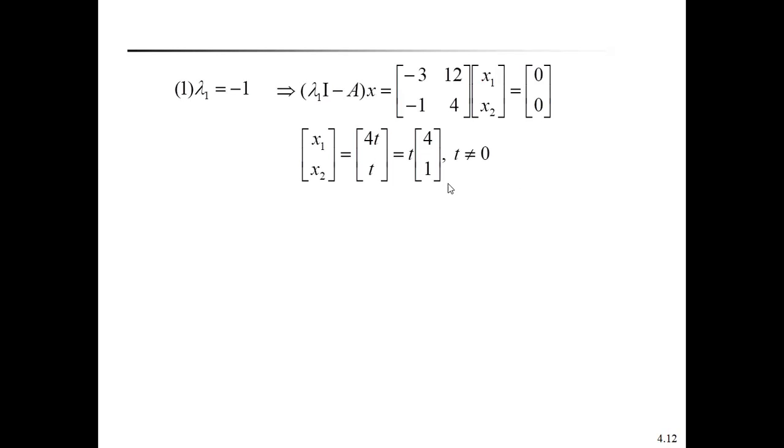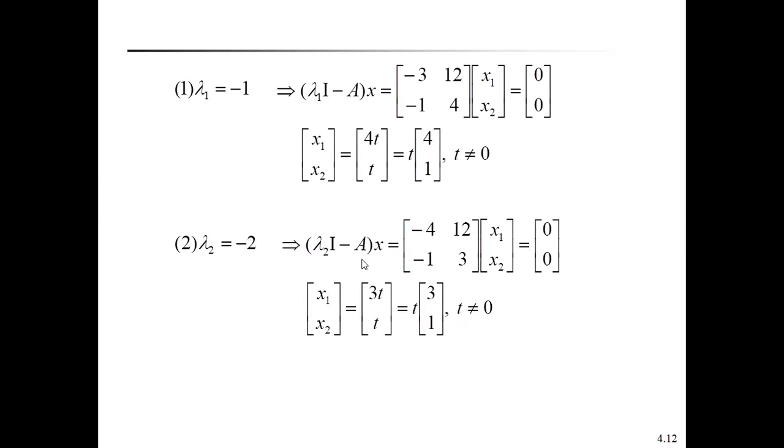This vector is called the eigenvector corresponding to lambda 1 equal to minus 1. This vector is called the eigenvector for the corresponding eigenvalue of minus 1. Similarly, to find the eigenvector corresponding to lambda 2 equal to minus 2.